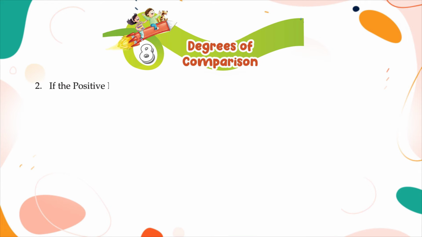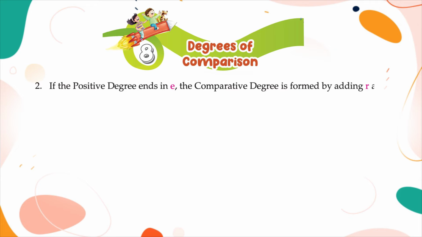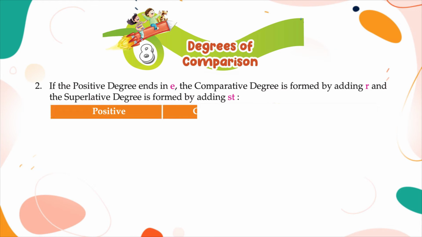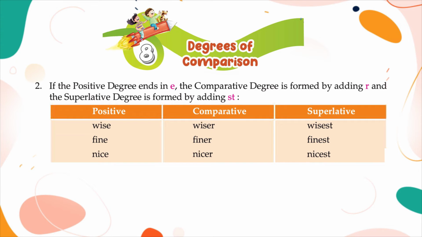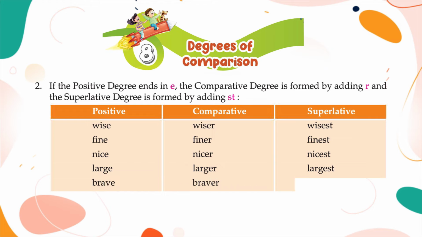If the positive degree ends in e, the comparative degree is formed by adding r and the superlative degree is formed by adding st. Positive, comparative, superlative. Wise, wiser, wisest. Fine, finer, finest. Nice, nicer, nicest. Large, larger, largest. Brave, braver, bravest. Gentle, gentler, gentlest.